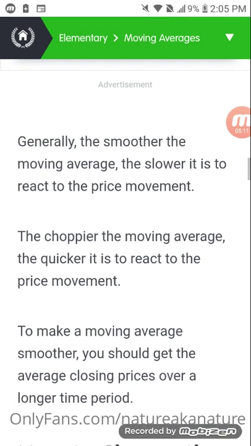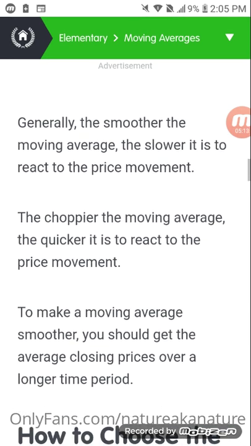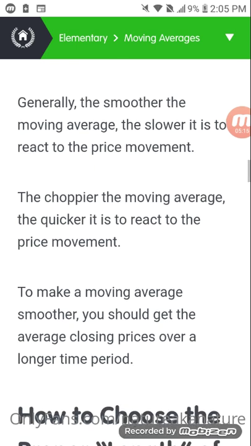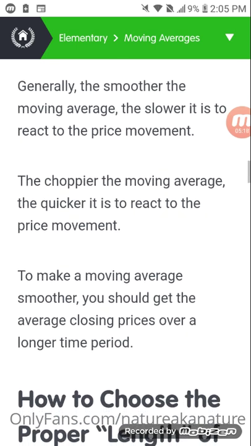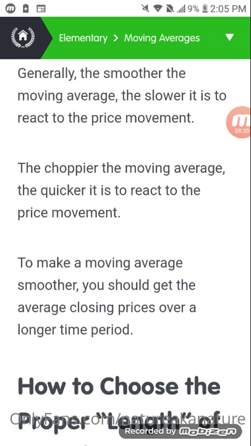Okay, generally the smoother the moving average is, the slower it is to react to price action, and the choppier the moving average is, the quicker it is to react to price action. And we'll explain that. To make a moving average smoother, you should get a moving average of closing prices over a long time period. If you want it to be smoother and slower, then you're going to use a longer moving average time period. And if you want it to be short and choppier and quicker to react to the market and price movements, then you will want a shorter moving average.